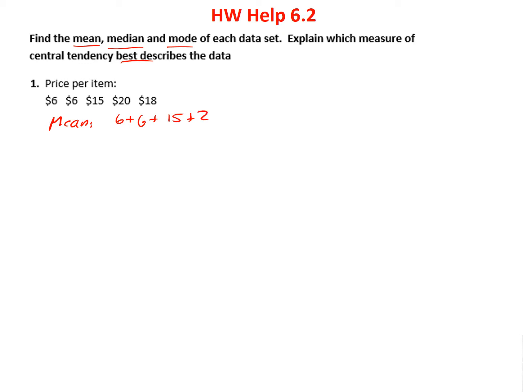So this is going to be 6 plus 15 plus 20 plus 18 divided by, there's 1, 2, 3, 4, 5 numbers. So we add those all up and we get 65 divided by 5. And so my mean is 13.